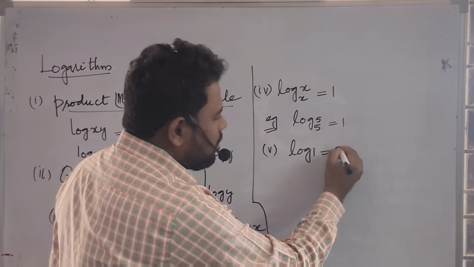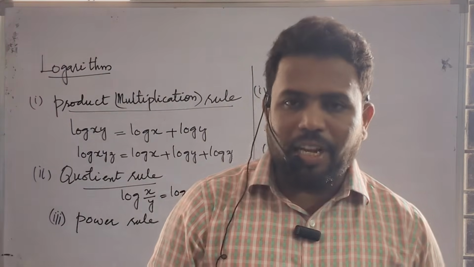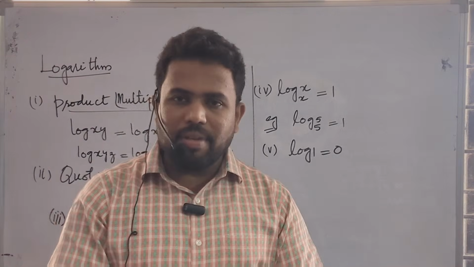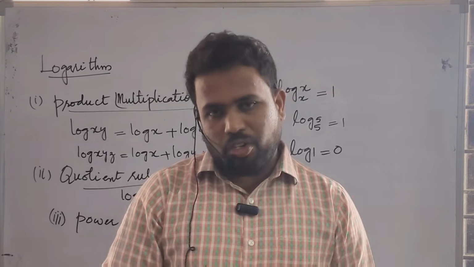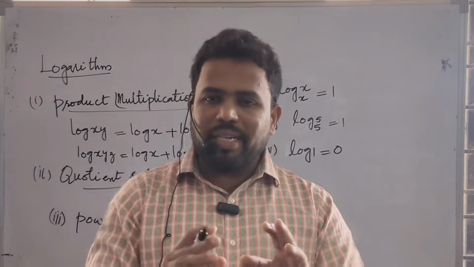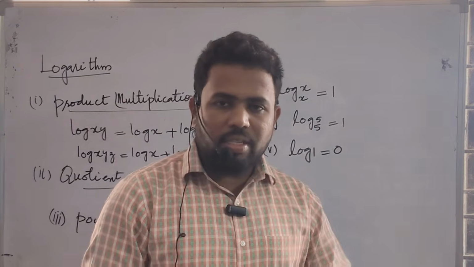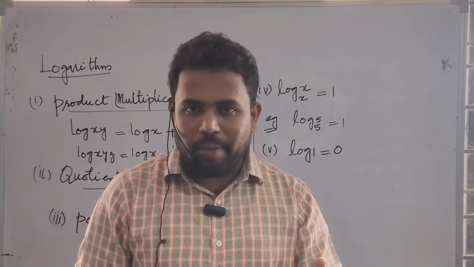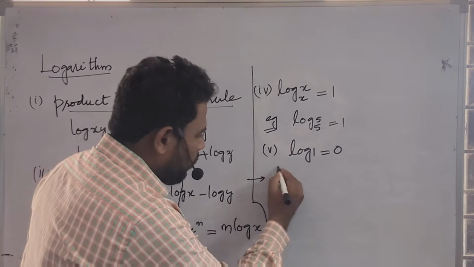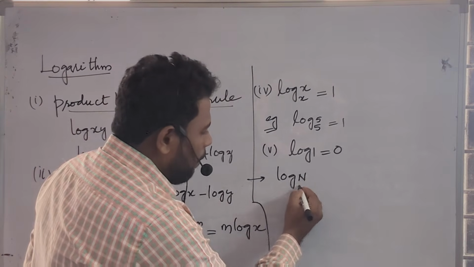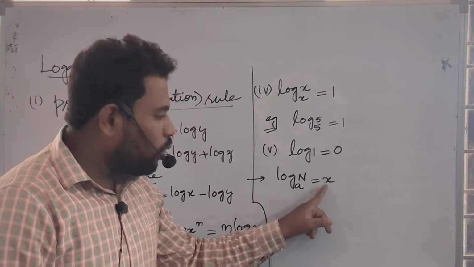Now, rule number 5, log 1. The answer of log 1 is 0. Also let me tell you that we can convert the logarithm form into exponential form. Many times in 2 mark questions, many questions were asked based on this form. So I'm going to discuss how we can convert the logarithm form into exponential form. Now, log n base a equals x.